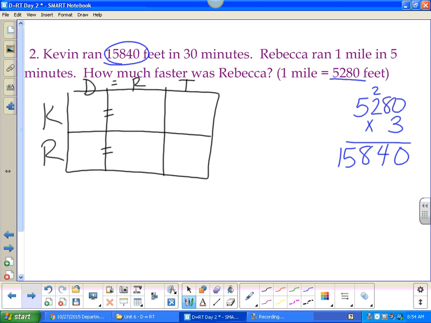Now, is that the D, the R, or the T? What's your distance? 3 miles. So that goes in for your D. And he ran it in 30 minutes. This is my time. But remember, I can't put minutes.